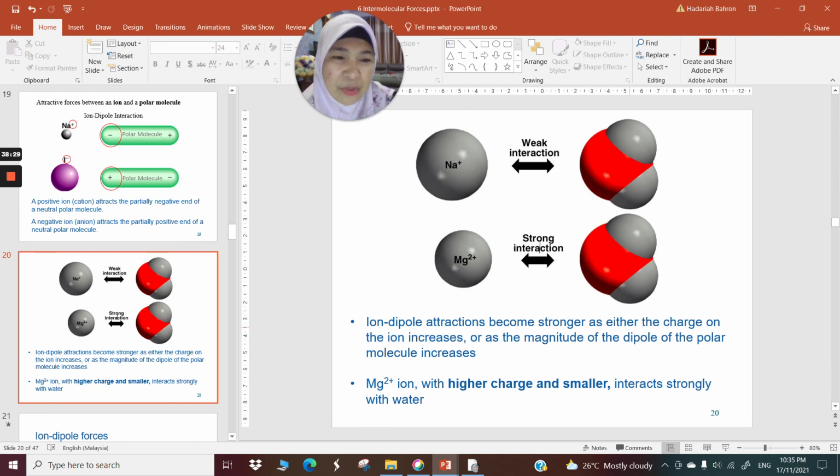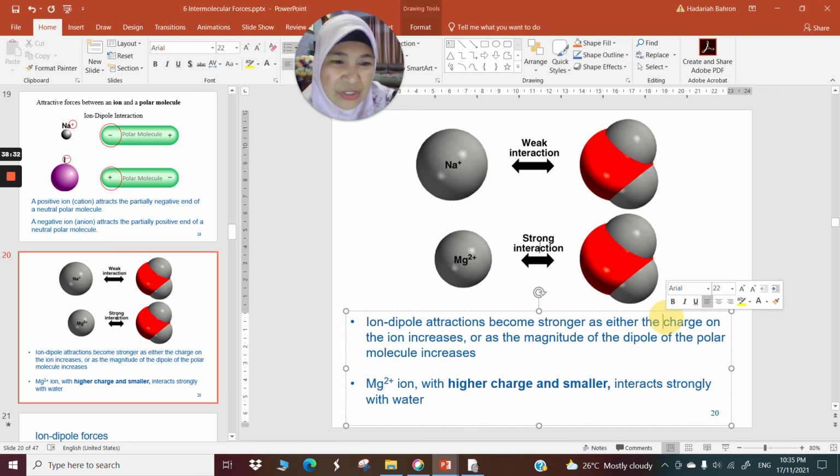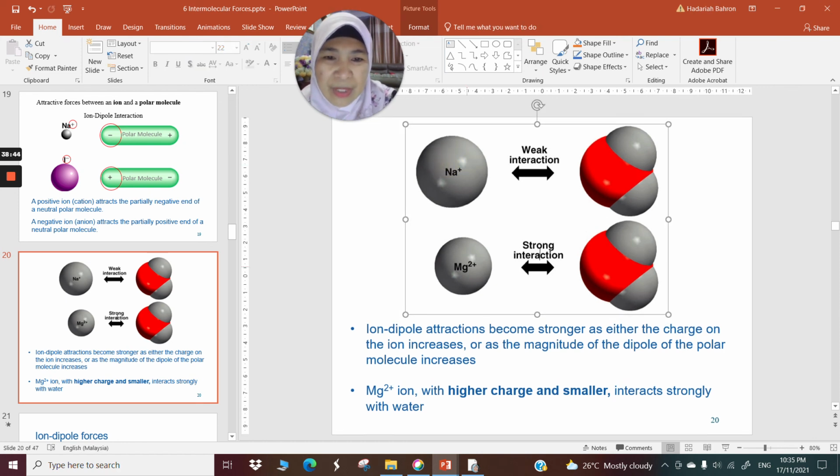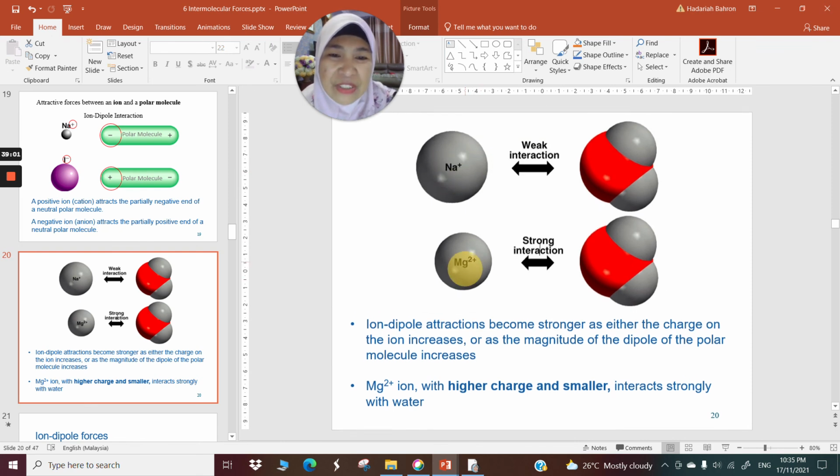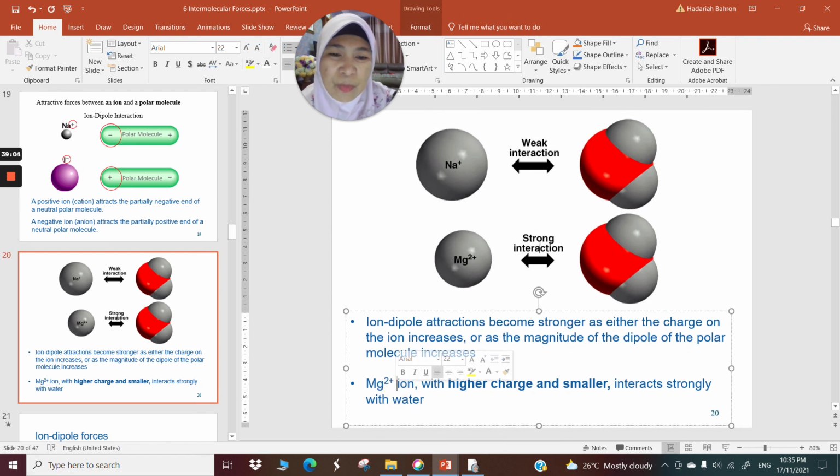Ion-dipole attraction becomes stronger as either the charge on the ion increases or the magnitude of the dipole of the polar molecule increases. So if the charge, for example, you have sodium and magnesium, you are comparing between sodium and magnesium. Magnesium has a higher charge than sodium. So magnesium will interact more strongly with water compared to sodium because of the high charge of magnesium. So magnesium 2 plus ion with higher charge and smaller size interacts strongly with water.